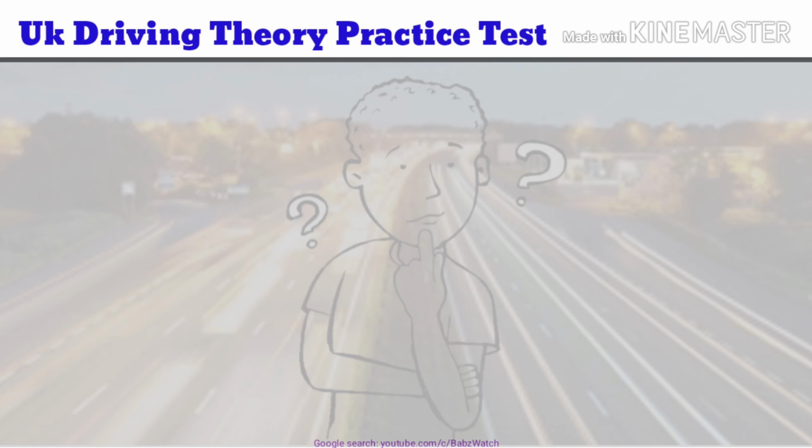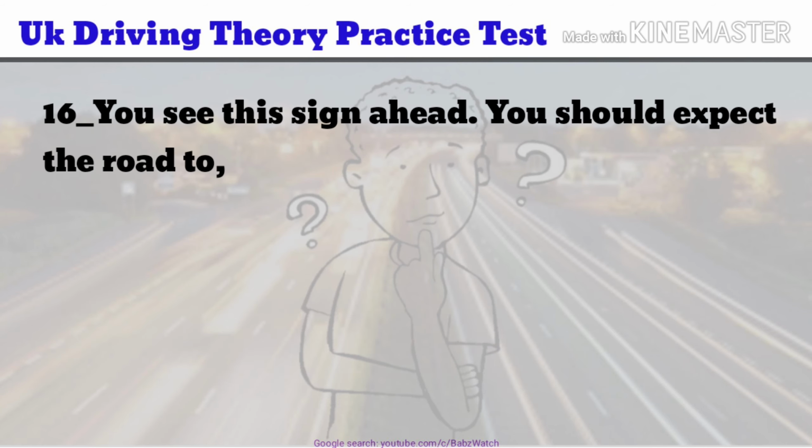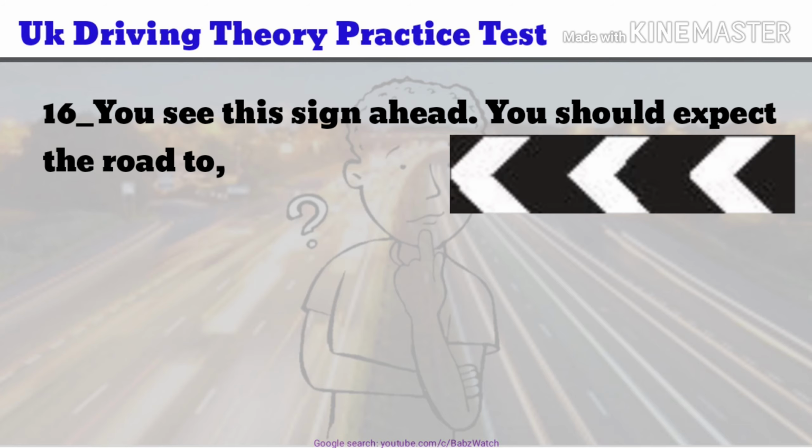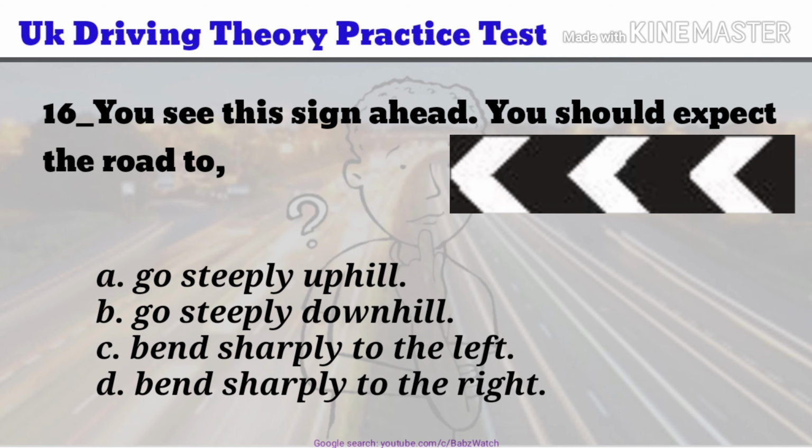UK driving theory practice test question 16 of 50. You see this sign ahead. You should expect the road to A. Go steeply uphill. B. Go steeply downhill. C. Bend sharply to the left. D. Bend sharply to the right. The correct answer is C.